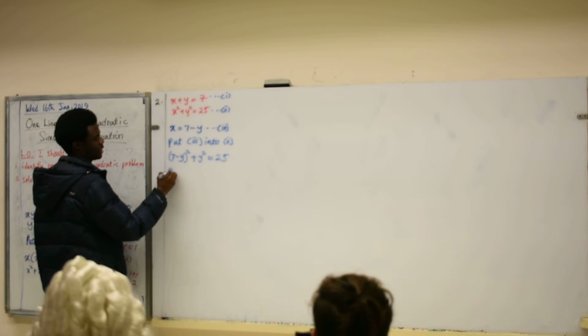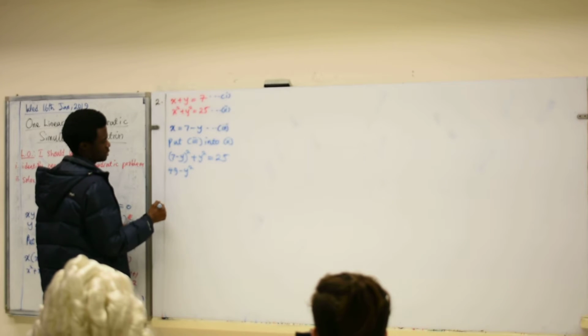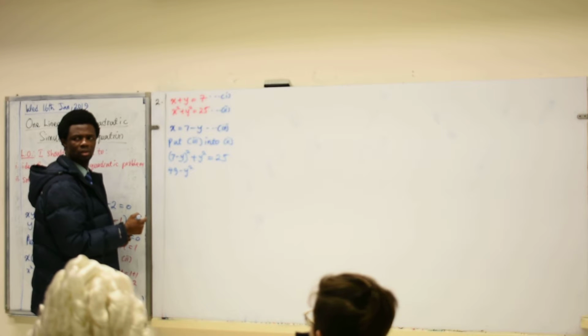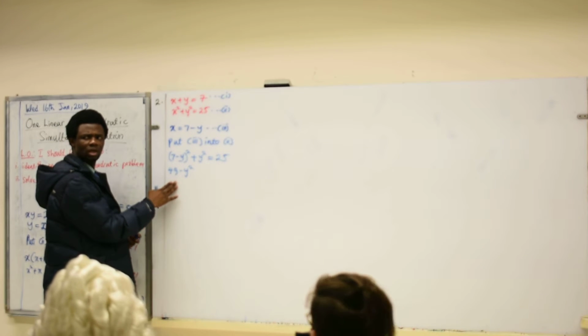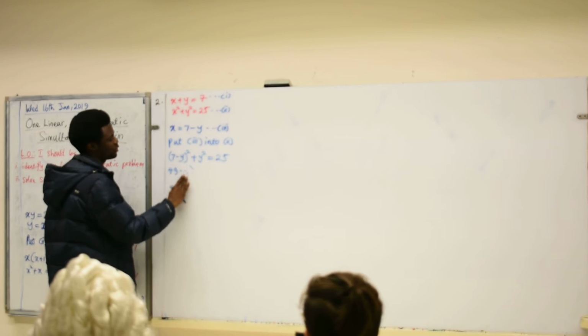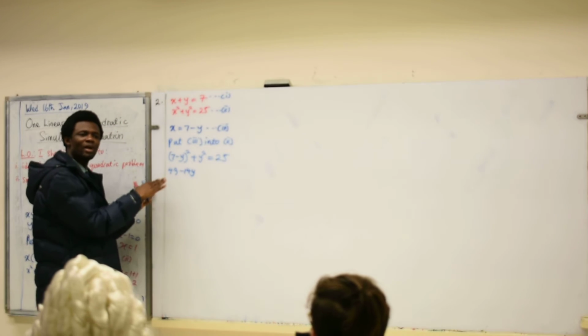49 minus 14y. Are you sure it's not y squared? No. This is 7 squared. This is minus 14y. You have to do two brackets. Who will agree with me? This is the result. I can't be wrong. I'm supposed to be the teacher, right? There's a 14 there. Why is there a 14? Because 7 times 7 is 49. Remember, it's 2 brackets.